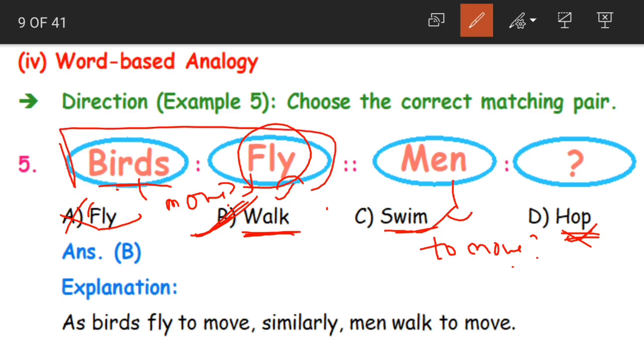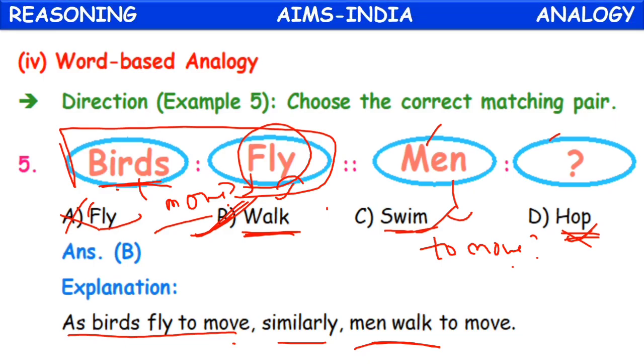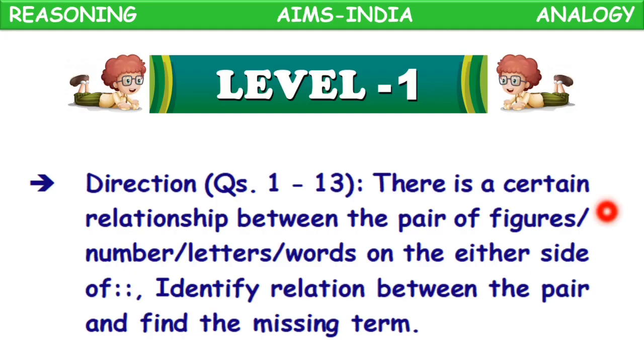The relationship between the first word and second word is, what does the first word do to move? As birds fly to move, similarly, men walk to move. That is why option B, walk, is the correct answer. Now we have understood what are the different types of analogies with some examples. Now let us solve a few questions based on it.